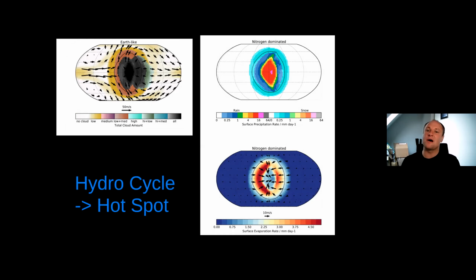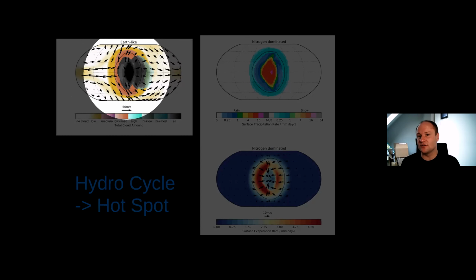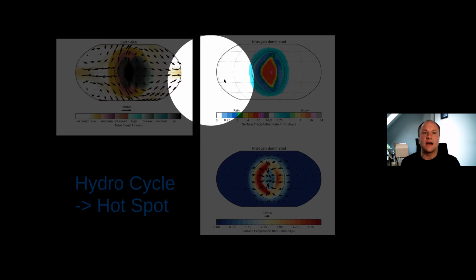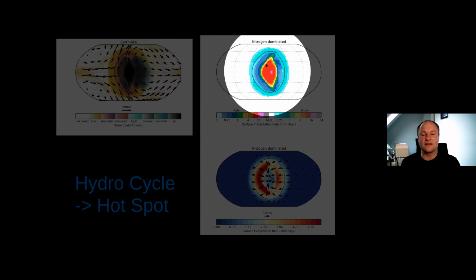Again, like hot Jupiters, it's a balance between this advection and the heating. So this plot just shows the various cloud structures. And these are some examples of the rain, the surface precipitation.